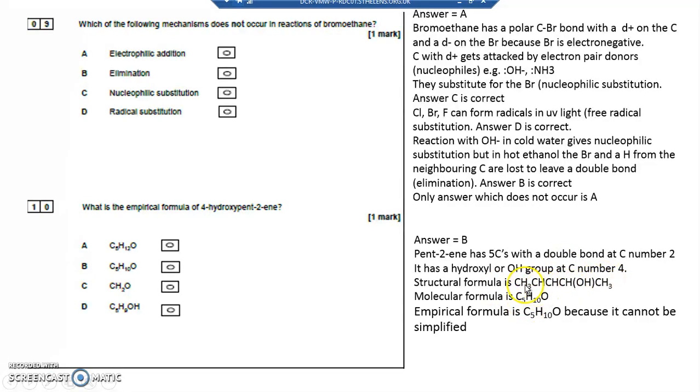If I work out its molecular formula: 5 carbons, 10 hydrogens and an oxygen. That can't be simplified. I've only got one O in there, so I can't divide by another number to simplify the number of O's. So it must be C5H10O, both its molecular and its simplest empirical formula. So your answer is B.